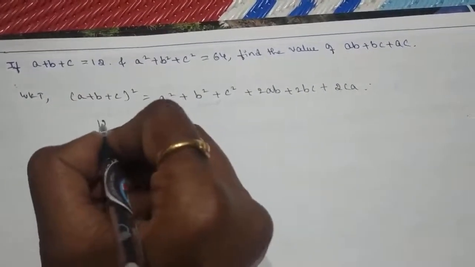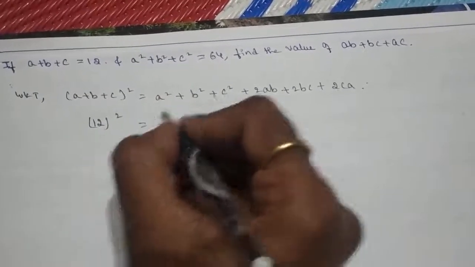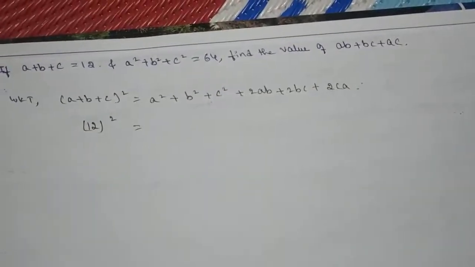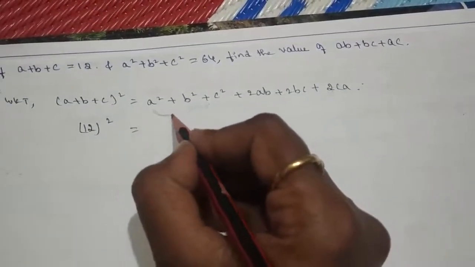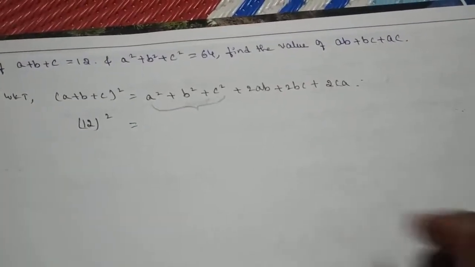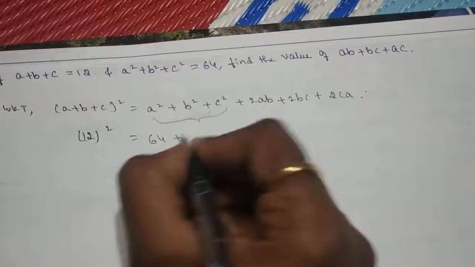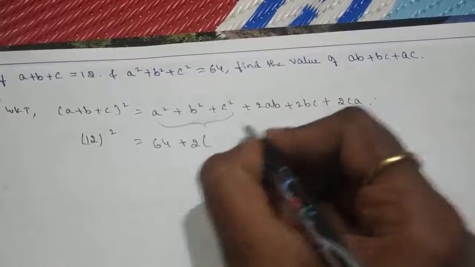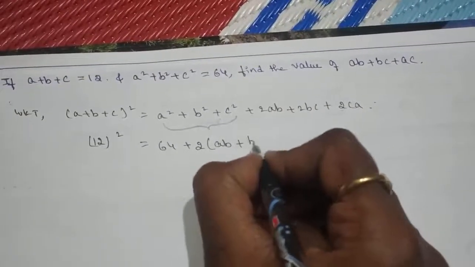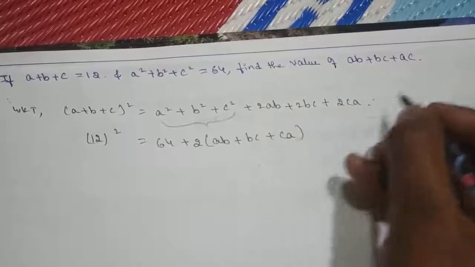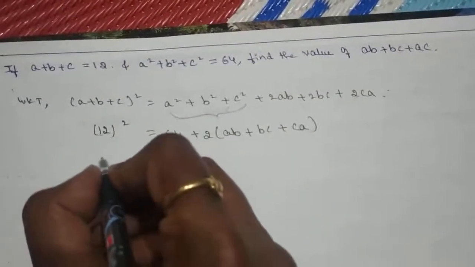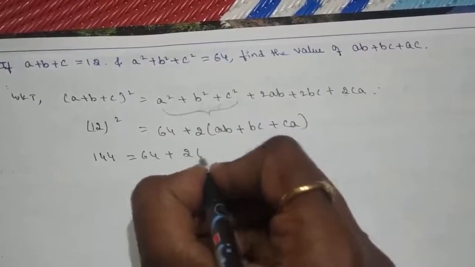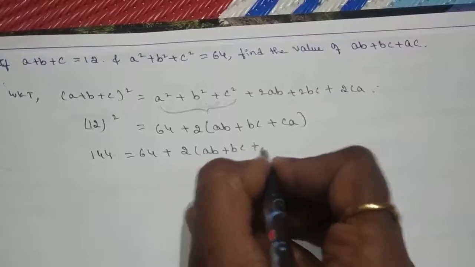It's nothing but 12, and it's squared. Then a square plus b square plus c square, its value is 64. Its complete value is 64. Plus, in all these remaining terms, 2 is common. So I'll take 2 outside. Left out is ab plus bc plus ca. ca is nothing but ac only. Okay. What is 12 square? 144 equal to 64 plus 2 into (ab plus bc plus ca).